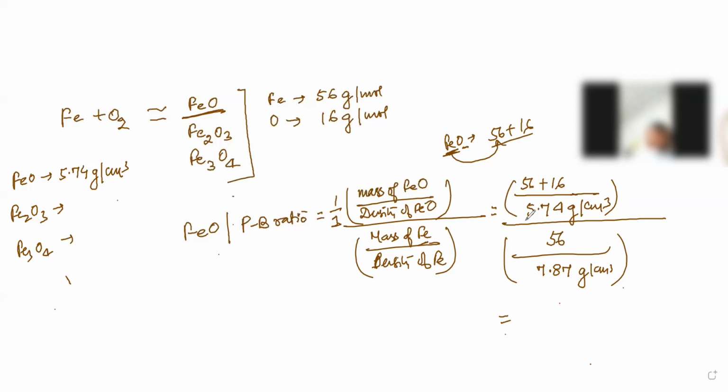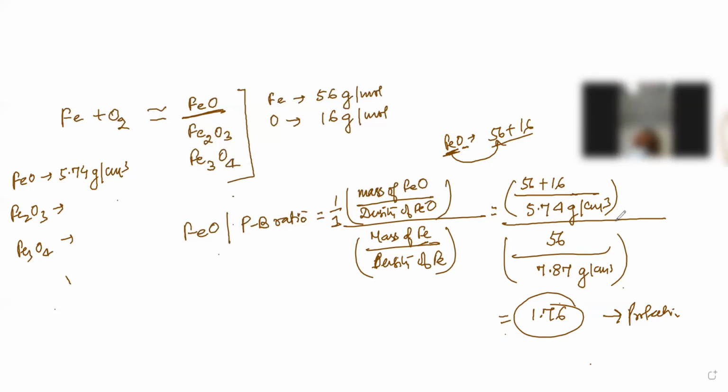It is 1.76. Yeah, so it will be protective, right? If the PV ratio varies from 1 to 2, then it is protective. So it is protective. Fine. So now I will erase this and I will check for Fe2O3.